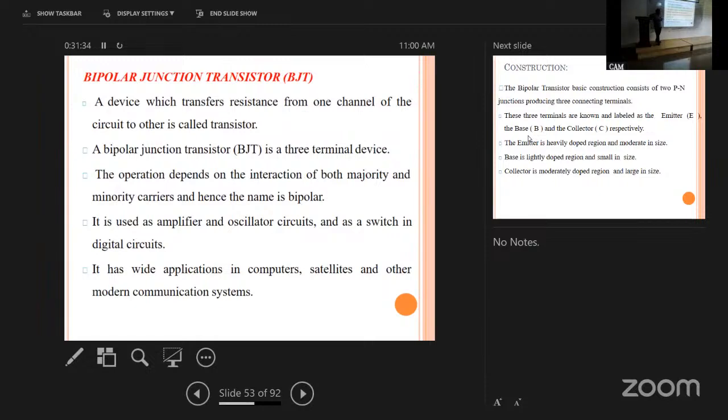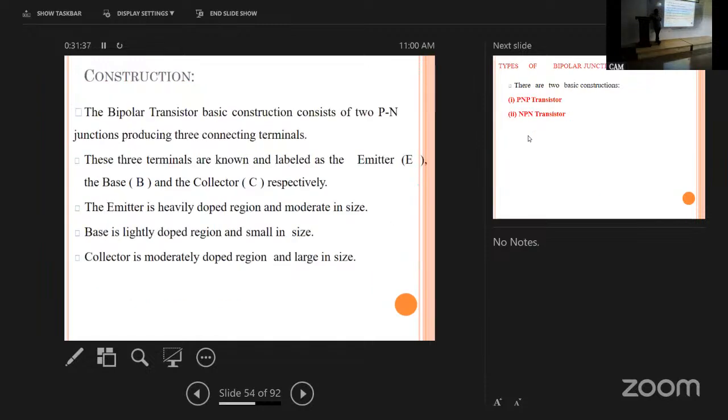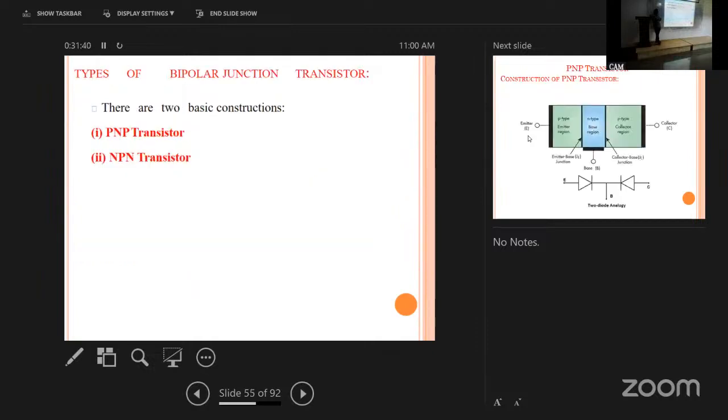Next. Depending upon the construction of the transistor, we can name it as the NPN transistor and PNP transistor. Two diodes, PN, PN. What happens if they are connected oppositely? PNP: N is common here. NPN: P is common. Two diodes oppositely connected form a transistor. Next.